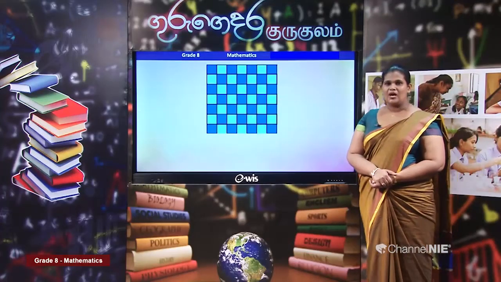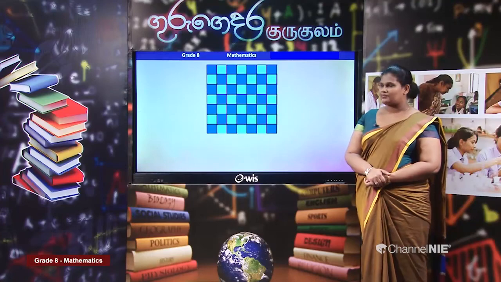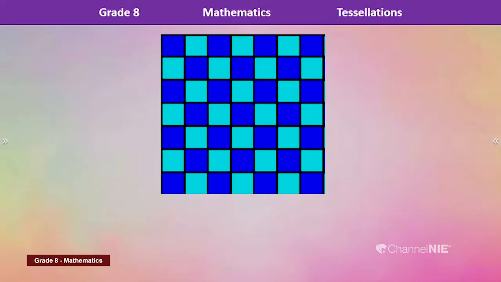Right. Now, have a look at this one. Here we have only squares. Once again they have colored in two different colors, dark blue and light blue. Right. We have got only squares, therefore, we have used only one shape to create this tessellation. So, we can say this is also an example for pure tessellation.